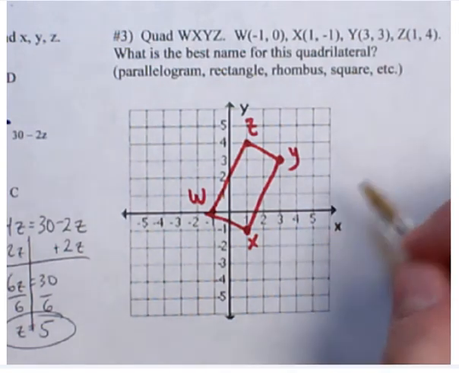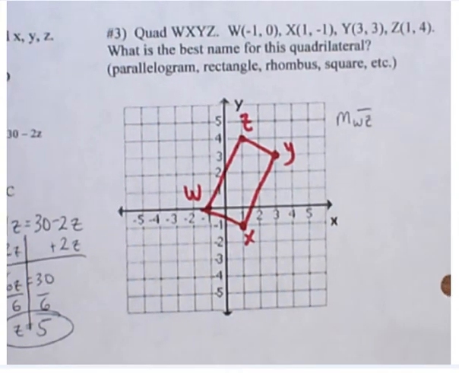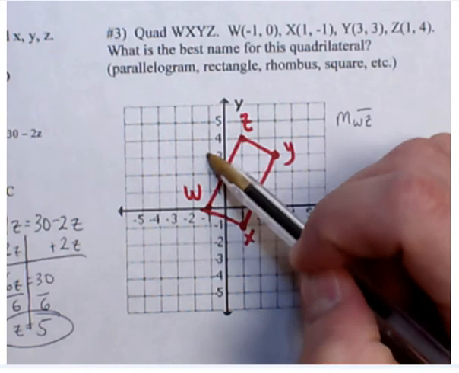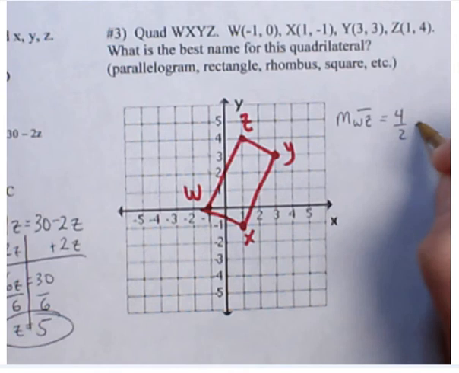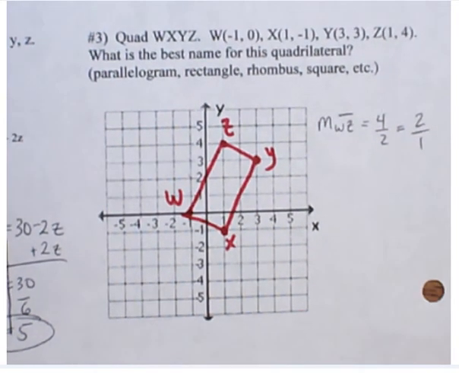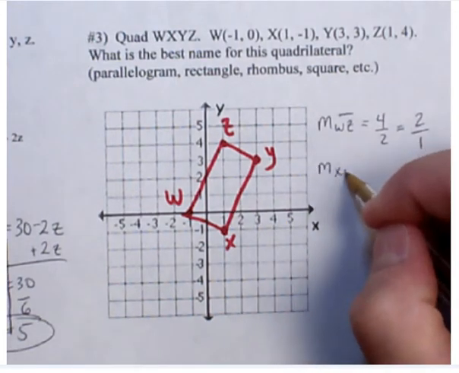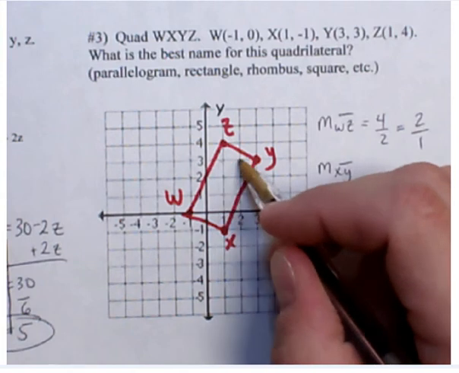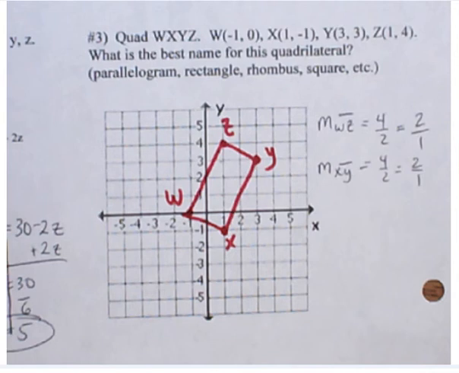Let's do the slope of WZ. Okay? So I'm going to count this. I'm going to rise 1, 2, 3, 4, and then I'm going to run 2. So 4 divided by 2, okay, that's just 2 over 1. Now how about the opposite side, XY? 1, 2, 3, 4, run 2. So those are equal.